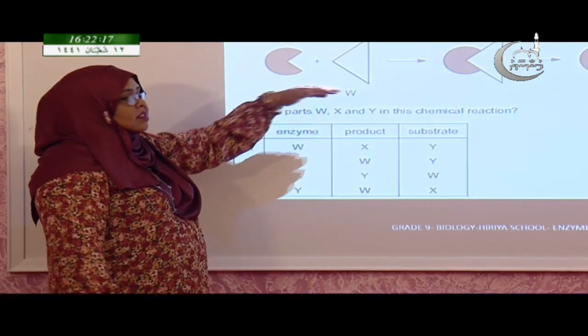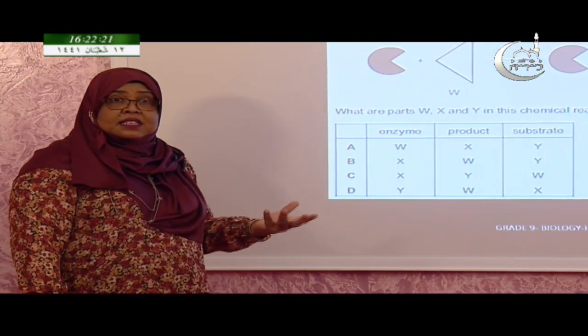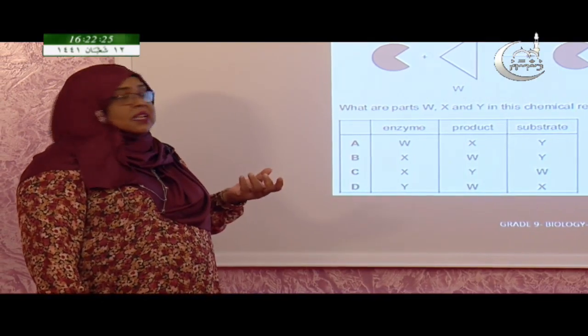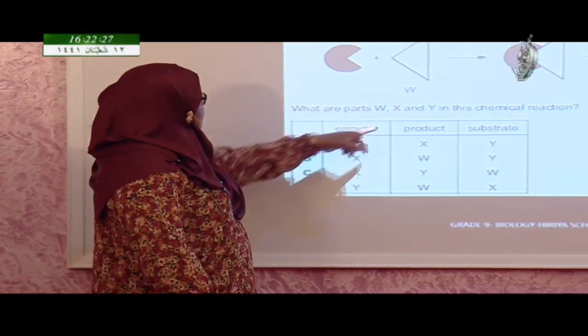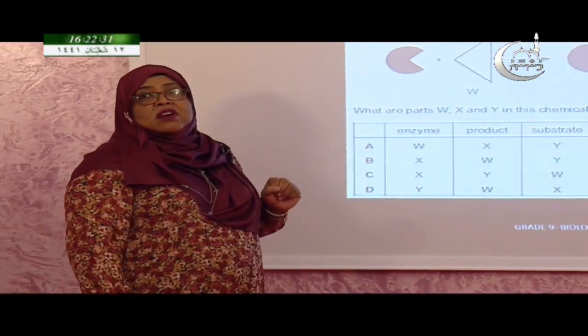Sometimes you get confused, so there is a way of answering multiple choice. If you are not very sure of the right answer, go for the distractors where you know for sure it is the wrong answer. Then you will get the right answer. Here, the products, you know, are very familiar. So, you go for C as your answer.